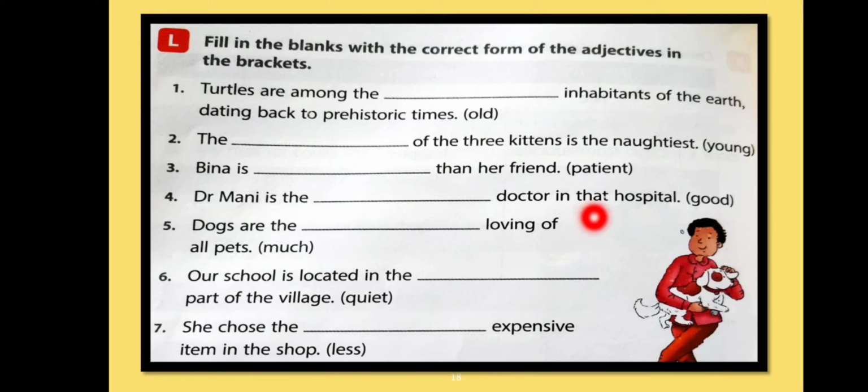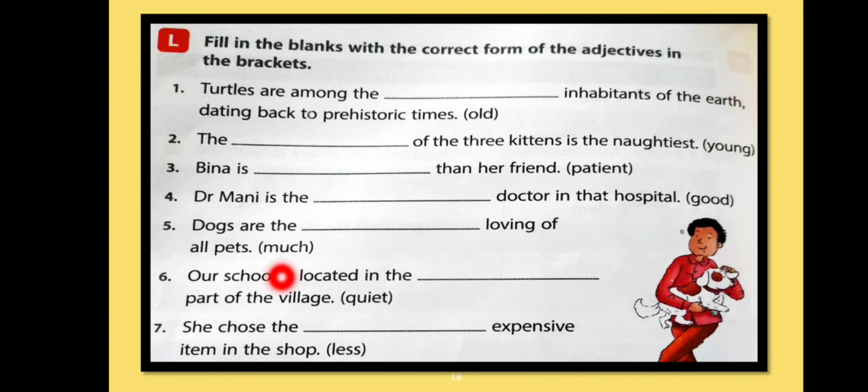Dr. Mani is a dash doctor in that hospital. In bracket, good. So you can see the keyword the. So what will be the superlative form of good? Adjective good. So it will be the best, right? Dr. Mani is the best doctor in that hospital. Here it is not the comparison of Dr. Mani with any other doctor. Here Dr. Mani is compared with many doctors in that hospital.